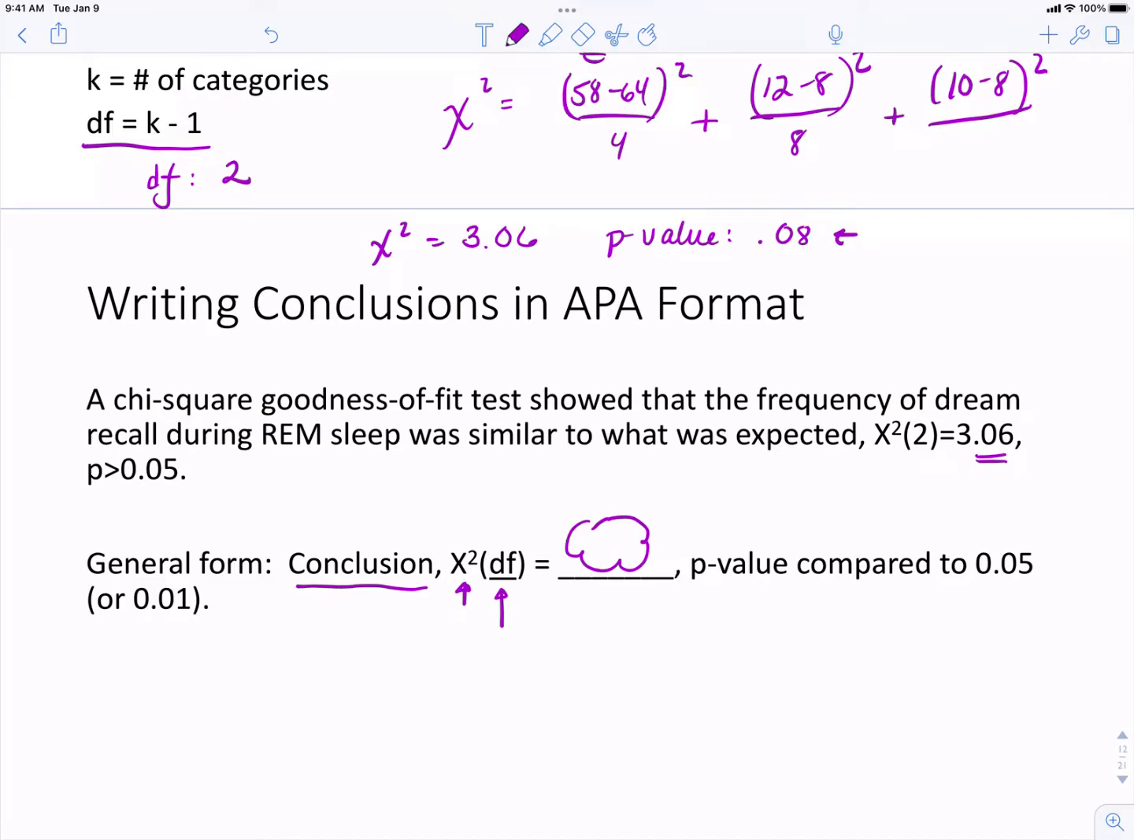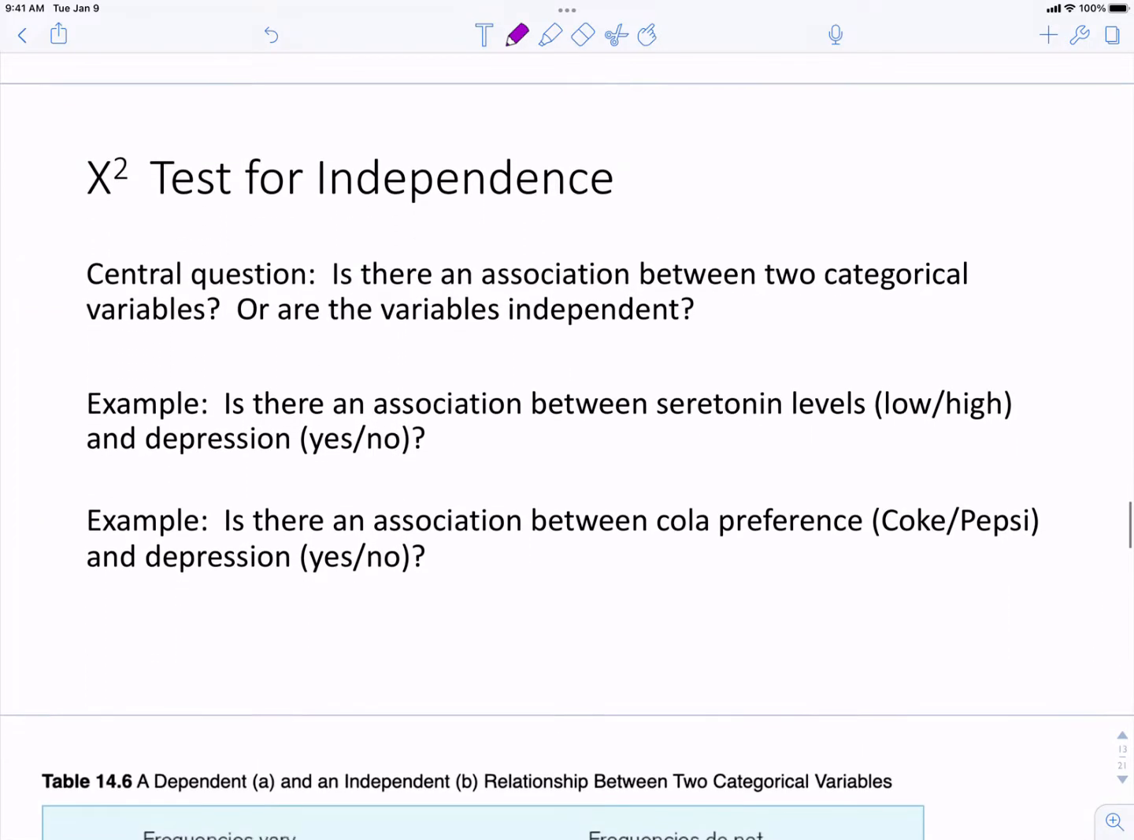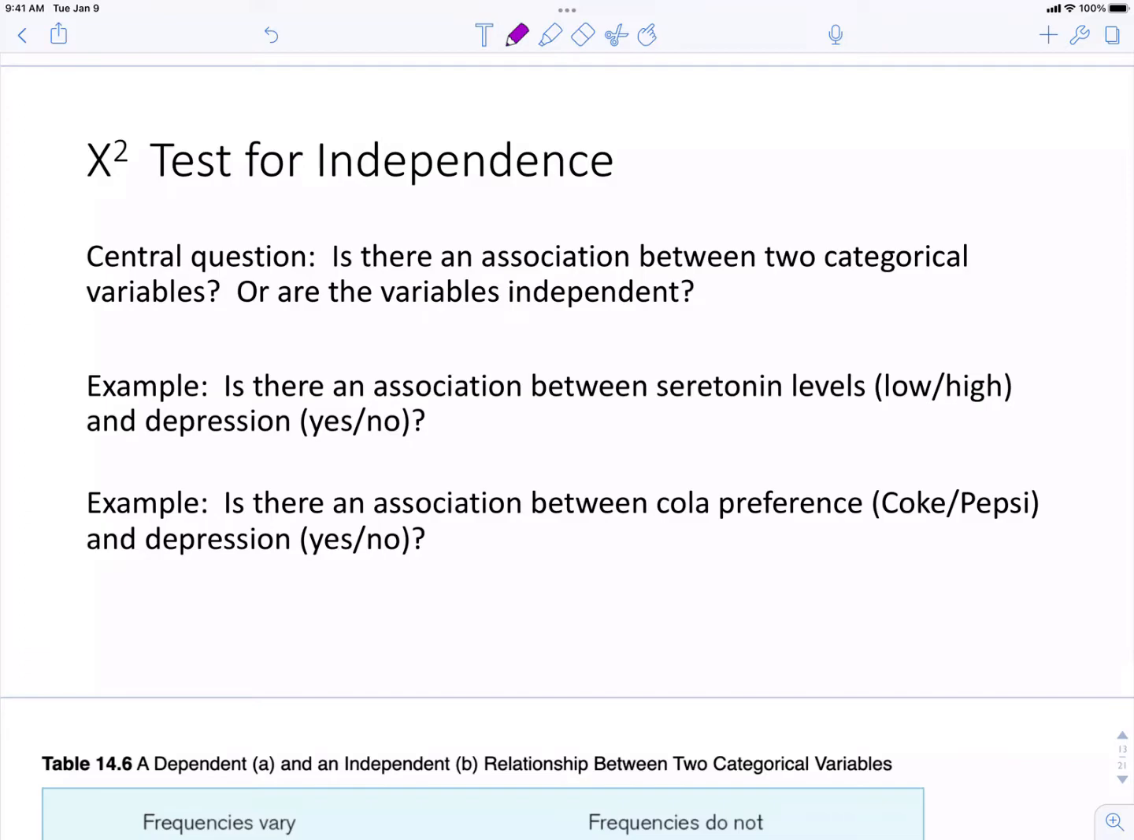We might write, a chi-squared goodness of fit test showed that the frequency of dream recall during REM sleep was similar to what was expected. Our chi-squared test statistic was 3.06 with 2 degrees of freedom, and our p-value was greater than 0.05. Okay? All right, so the next kind of chi-squared test that we'll talk about is the chi-squared test for independence.